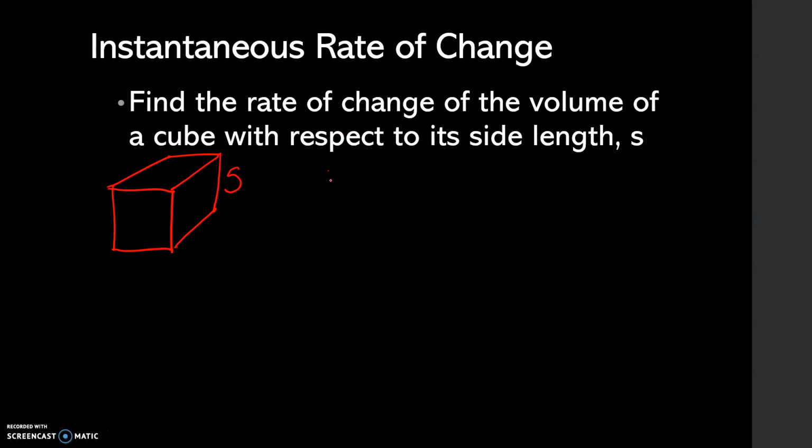So since volume is mentioned, I need an equation that involves volume. And side length is mentioned, and I know the side length of a cube, when it's raised to the third power, gives us the volume of that cube. So that's where I'm starting. We already said we were probably going to find the derivative, and we are. The derivative of s cubed is 3 times s squared.